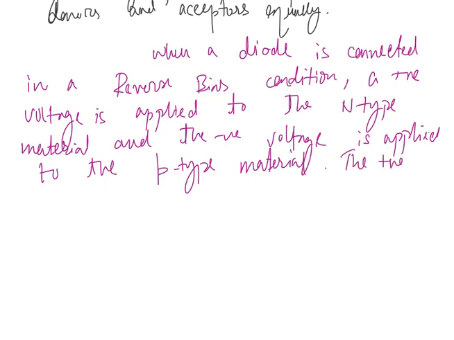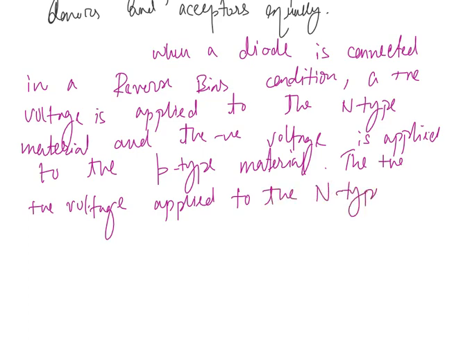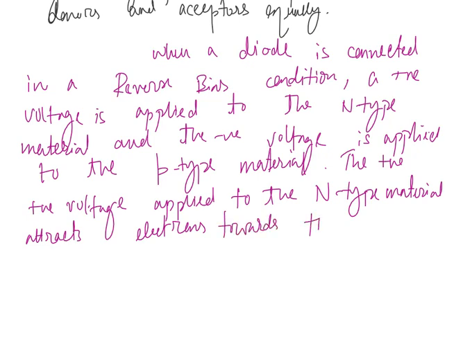The positive voltage applied to the n-type material attracts electrons towards the positive electrode and away from the junction.